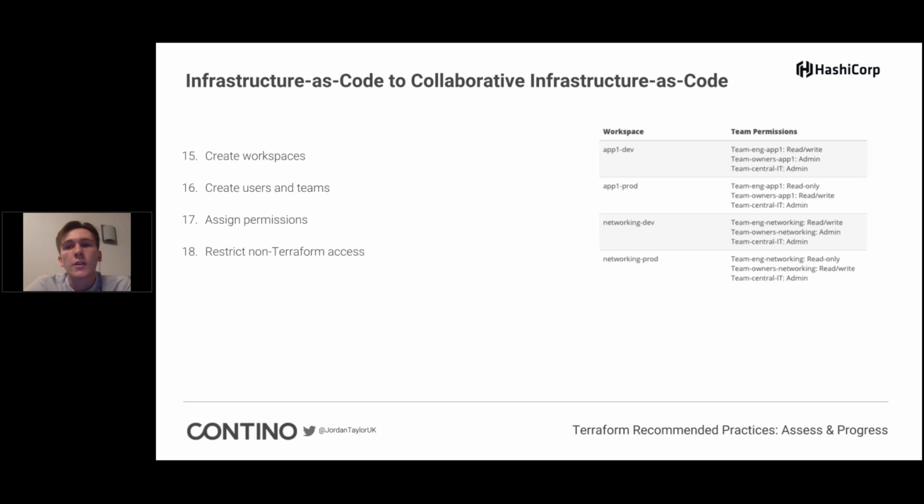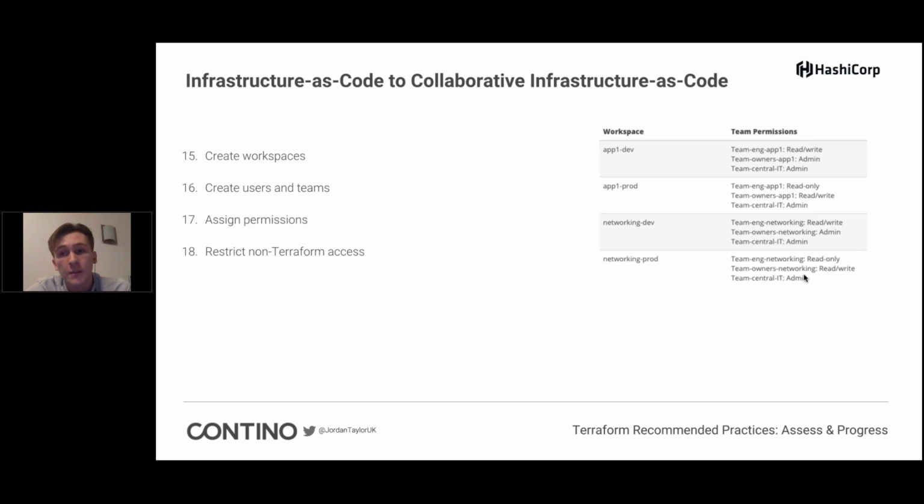And at this point, you can create the workspaces as well. And once you've created the workspaces, you know who in that team should have which permissions. So let's take, for example, the networking prod guys down here. A networking engineer is able to read the repository, that's fine. The owners of the networking can read and write. And then the central IT have admin over it.